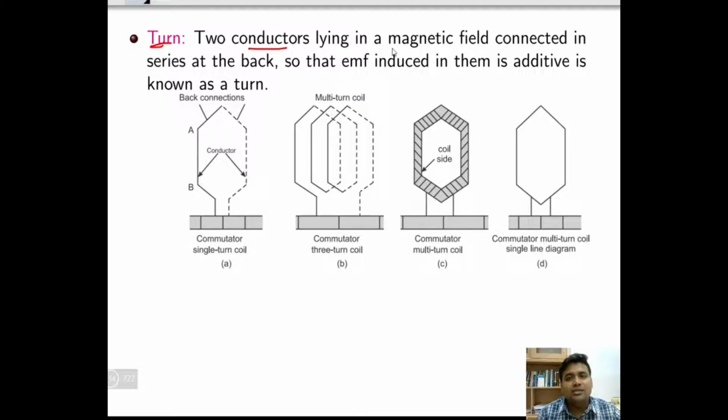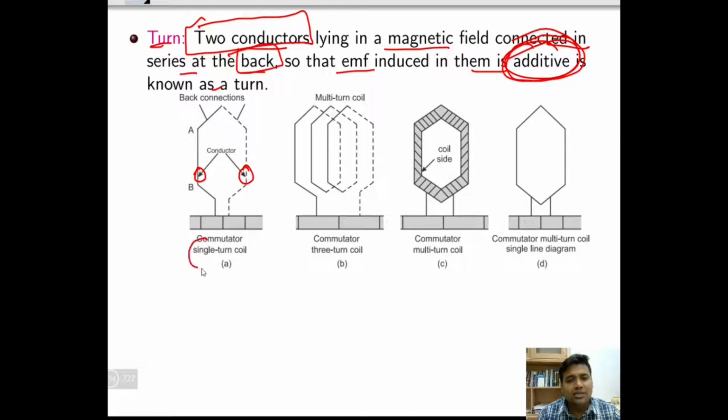Two conductors lying in a magnetic field, connected in series at the back so that the EMF induced in them is additive, is known as a turn. So when we take two conductors and connect them at the back so that the EMF is additive, that is known as the turn. Here we can see how the two conductors are connected together to form one turn. So this is a single turn, which is connected to the commutator segment.